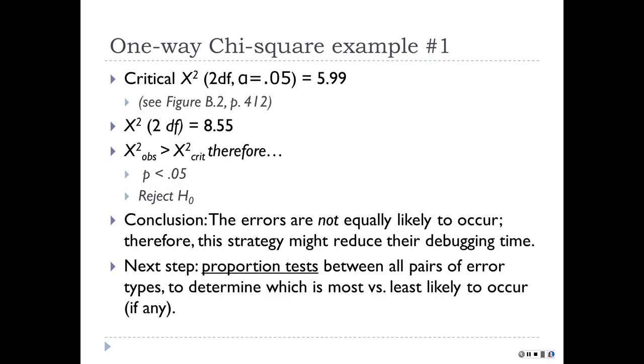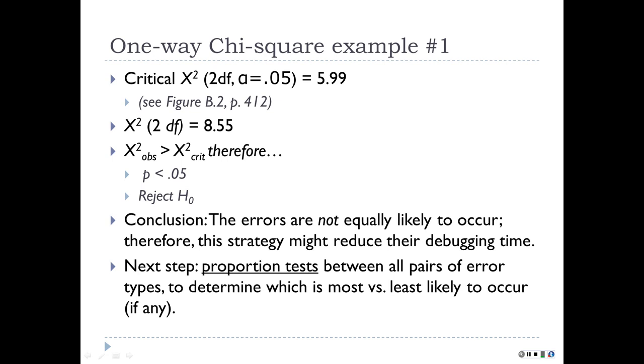So you need to look up some values in the table in the back of your book first before you test this. You find a critical chi-square for 2 degrees of freedom. 2 degrees of freedom because there are three kinds of errors, in other words, three categories. And degrees of freedom for chi-square is the number of categories minus 1. And let's say we set alpha at 0.05, then 2 degrees of freedom, alpha 0.05, the critical chi-square is 5.99. So the chi-square that we actually observed, from our data, as we saw previously, was 8.55. That's bigger than 5.99. That's all we have to worry about.